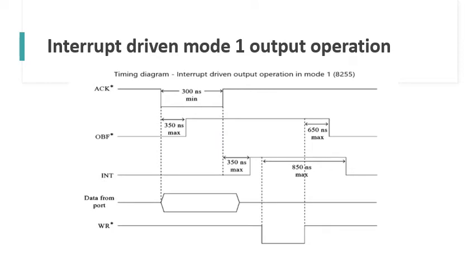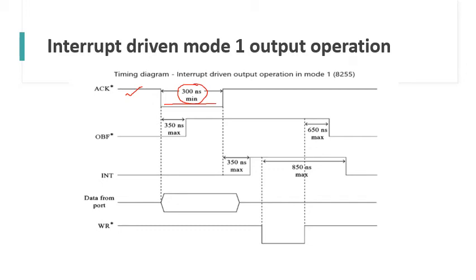Let us see the timing diagram of interrupt driven output operation in mode 1. When the output device wants to read data, it reads from the output buffer, because we know that the data will be in the buffer, and sends a low going pulse at the active low input pin ACK, acknowledge, indicating that it has received the output data. This pulse will last for 300 nanoseconds.